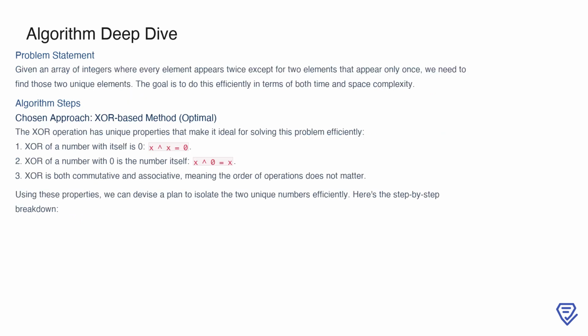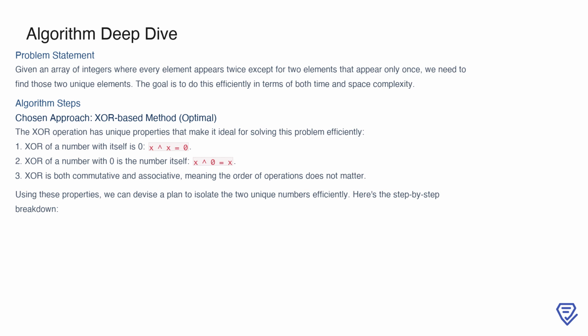To solve the problem, we need to identify two unique numbers in an array where every other number appears exactly twice. The key challenge is to do this efficiently in both time and space complexity. The optimal approach leverages the properties of the XOR operation. Let's recall these key properties.